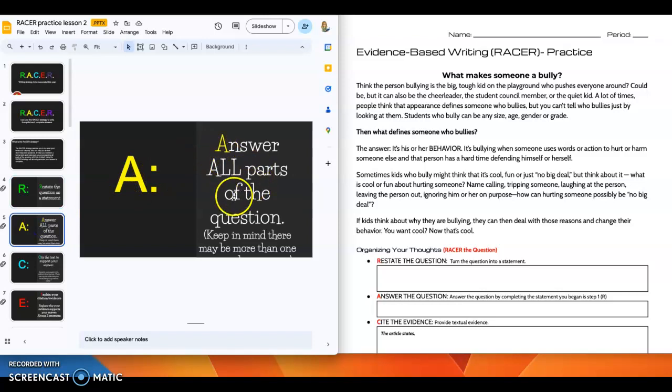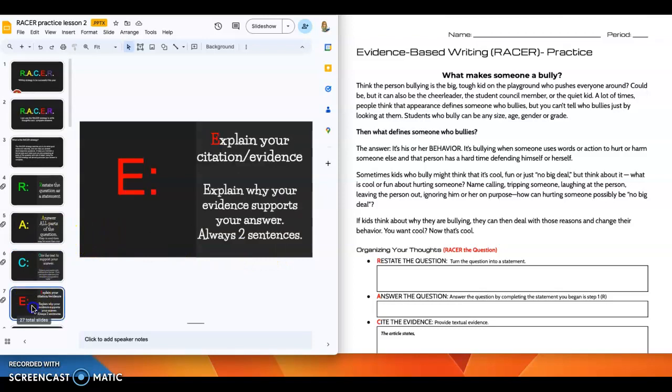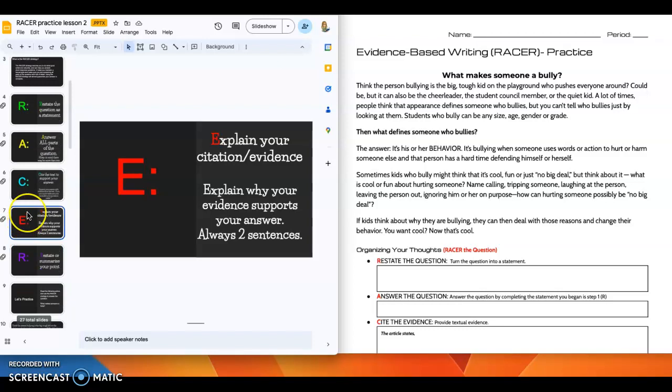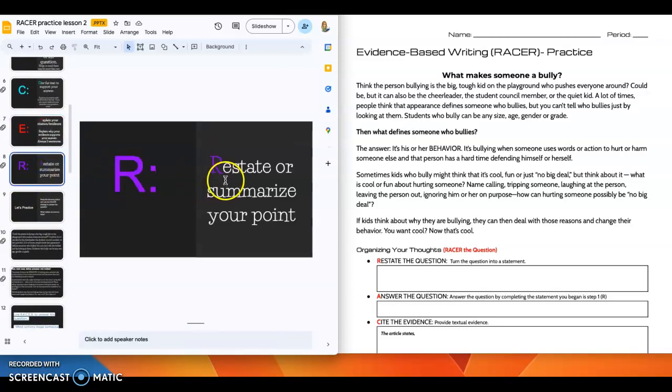Quick review. R is restate the question as a statement. A, answer all parts of the question. Keep in mind there may be more than one question or more than one answer. C, cite the text to support your answer. Support your answer with evidence from the text. If you use a quote, make sure you remember to use quotation marks. E, explain your citation evidence. Explain why your evidence supports your answer. It should always be 2 sentences. And R, which was our old S, summarize. Summarize or restate your point.